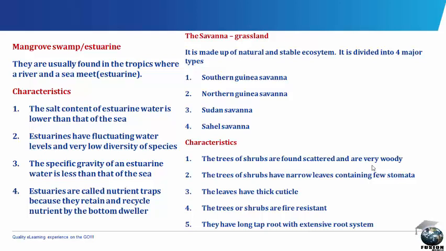Characteristics of savanna grassland include the following. 1. The trees or shrubs are found scattered and are very woody. 2. The trees or shrubs have narrow leaves containing few stomata. 3. The leaves have thick cuticle. 4. The trees or shrubs are fire resistant. 5. They have long tap roots with extensive root system.